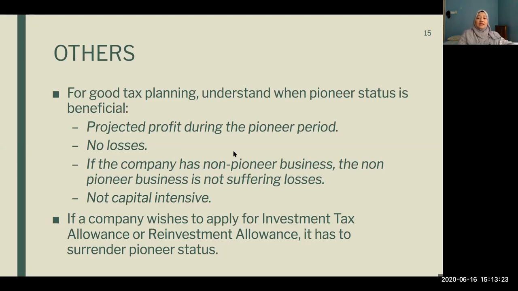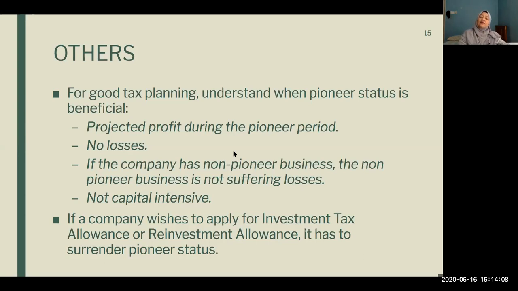And you make sure that the company is not making losses either from the pioneer business or from the non-pioneer business. If the company has a non-pioneer business, it should not have a loss, because that will also reduce your abated income. And it should not be capital intensive. Why? Because if you have highly intensive capital, your CA will be very high. Adjusted income minus CA, if CA is very high, statutory income is small. So when statutory income is small, it is no good to go for pioneer status. In other words, if you're capital intensive, you may not want to go for pioneer status.